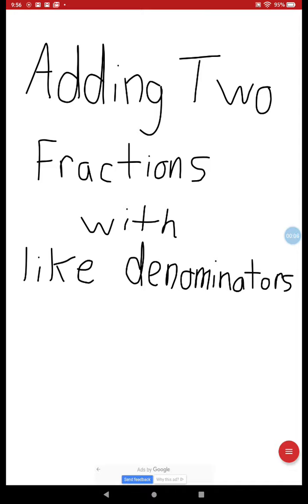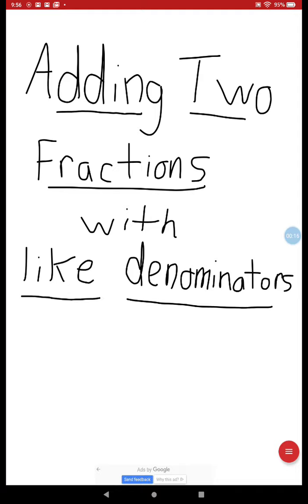Today we're going to continue on with our unit in fractions. Today we're going to be adding two fractions that have like denominators. All right, there's a lot packed into that. Let's review our fraction rainbow chart.